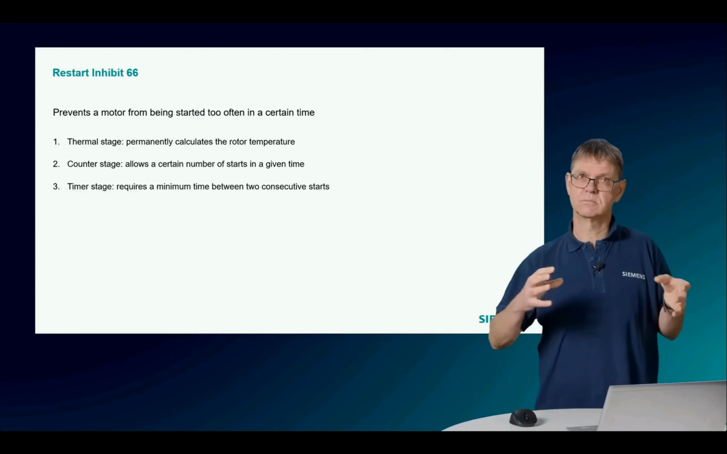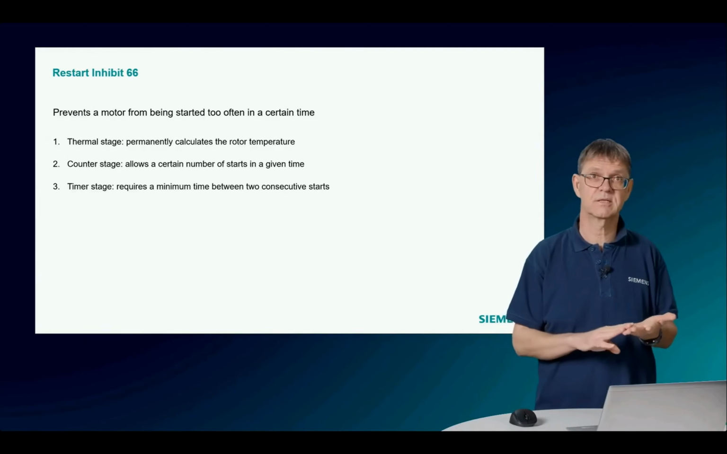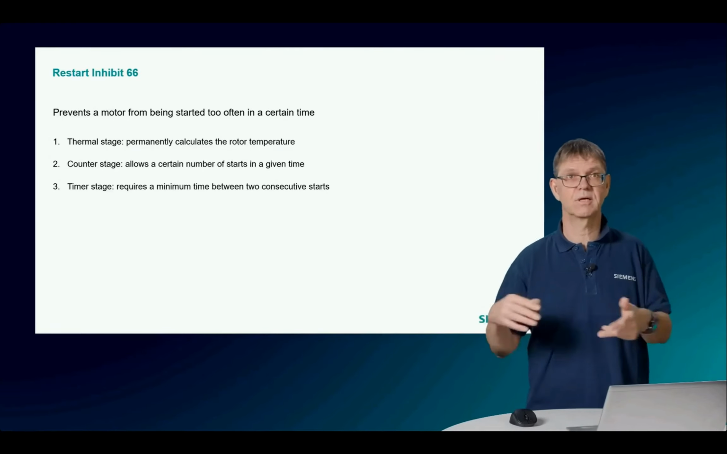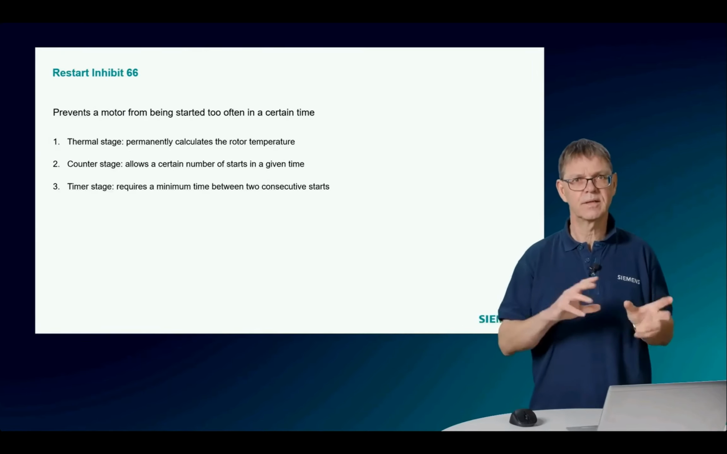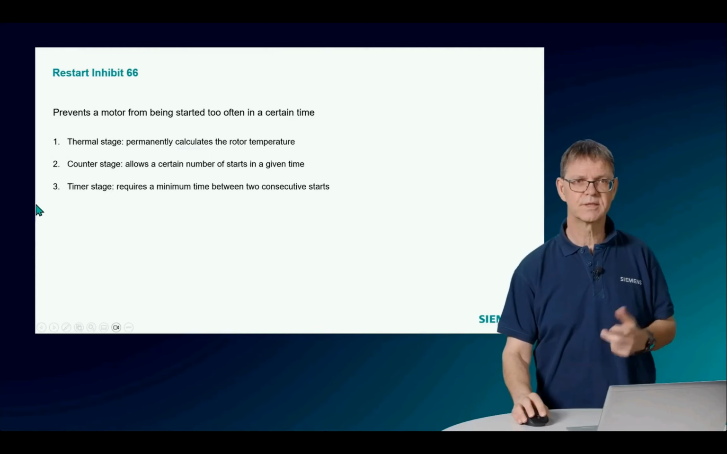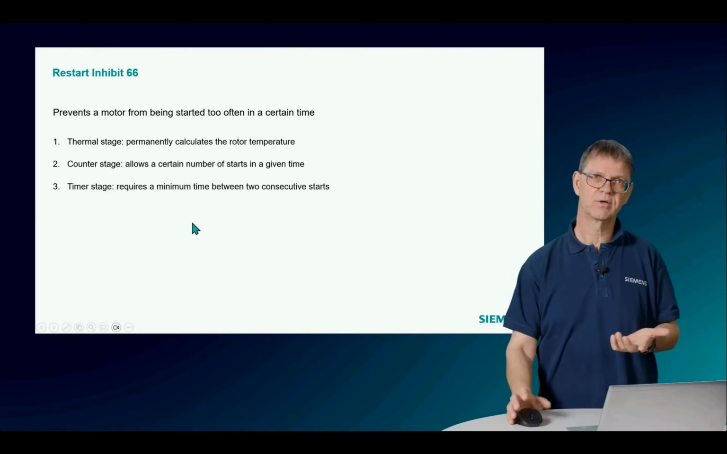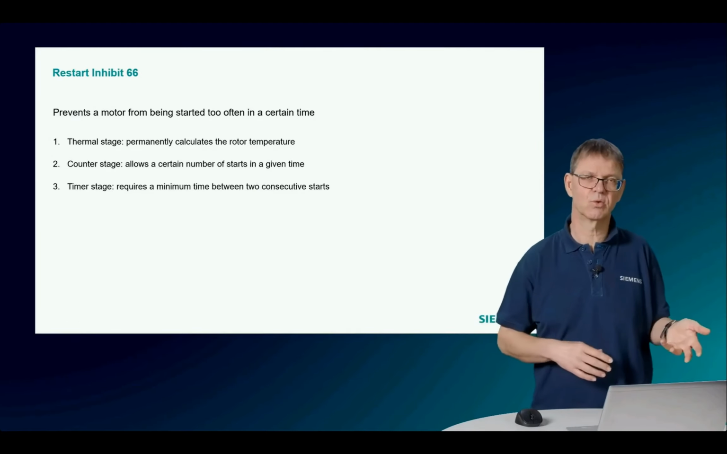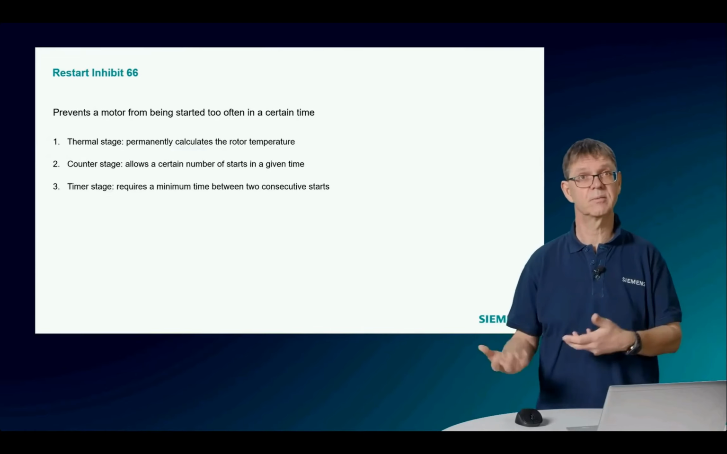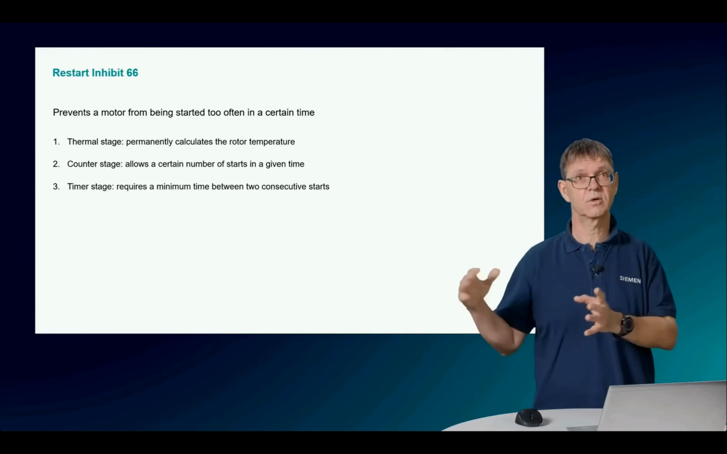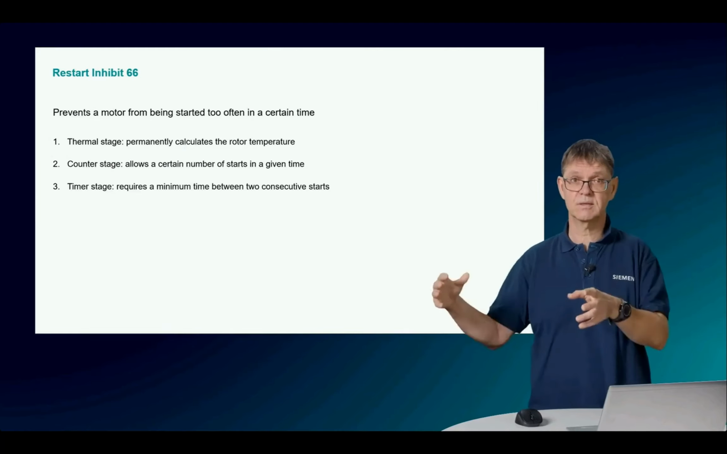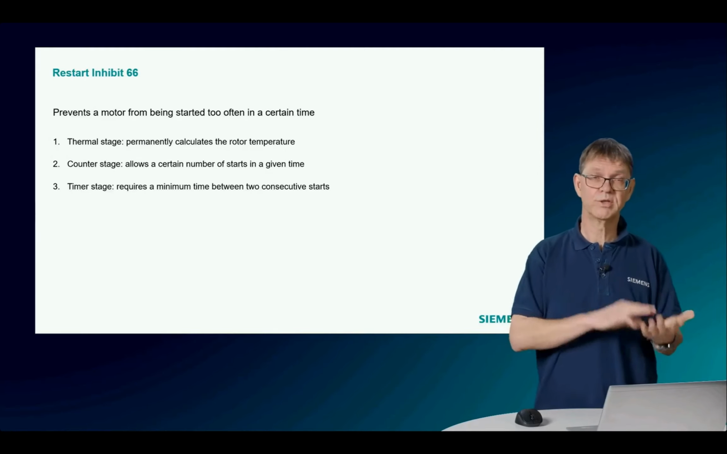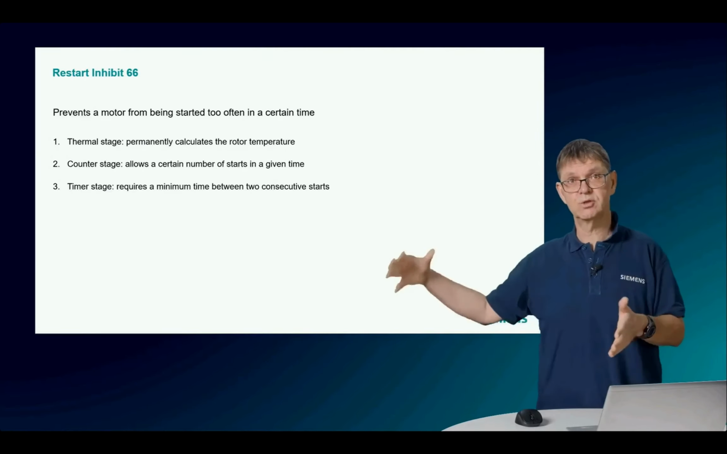If you have some data from the motor manufacturer that says the motor cannot be started more than, for example, 3 times in 1 hour or 3 times in X hours, then we can use the counter stage. And also a timer stage, which you can activate if you get motor data like you need a minimum of X minutes, or hours, for example, between each start of the motor. So the counter counts how many starts can be done in a certain time, and the timer stage monitors that there is a minimum time between each start of the motor.